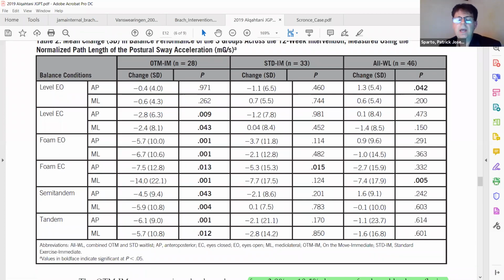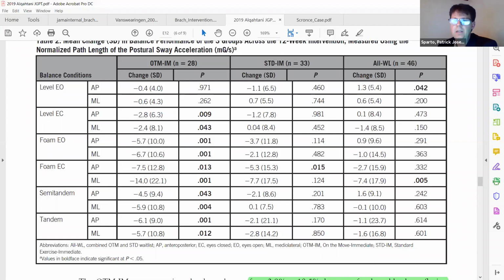Now, if we look at the standard group, we can see, again, reductions in sway across many of the conditions, but those were not significantly different compared to baseline. There was only one where there was a significant reduction compared to baseline, and that was in the AP direction in the foam eyes closed condition.